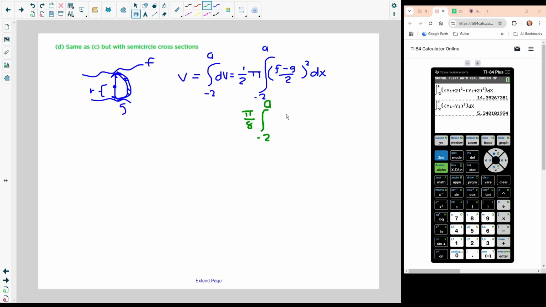All right. So back here, f minus g squared dx. Okay. All right, let's see if we can't do that a little better this time.